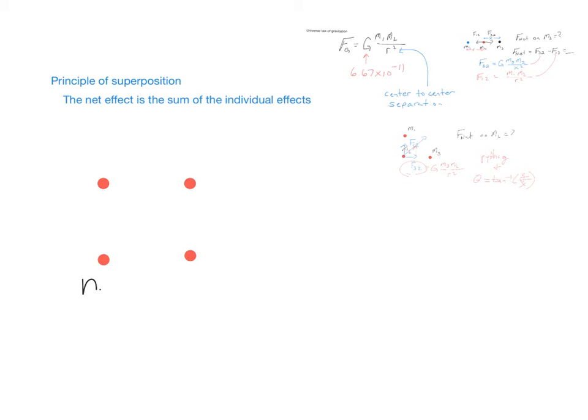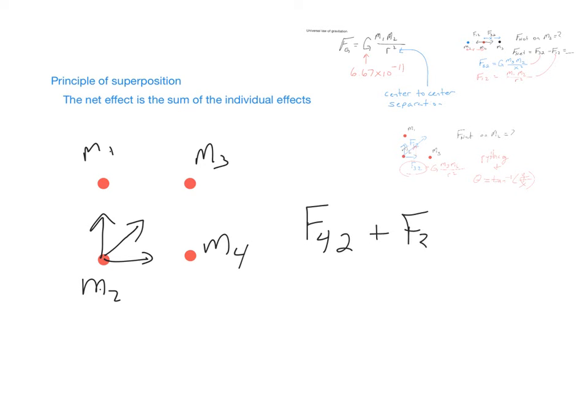So if this was mass 2, and same question, what's the force on mass 2? So mass 1 is still exerting a force up, mass 4 exerting a force this way, mass 3 exerting a force that way. You would have to now sum up the forces in the x, where we have the force from 4 on 2 acting in the x direction, plus the force of 3 on 2 times the cosine of the angle that it's acting at.